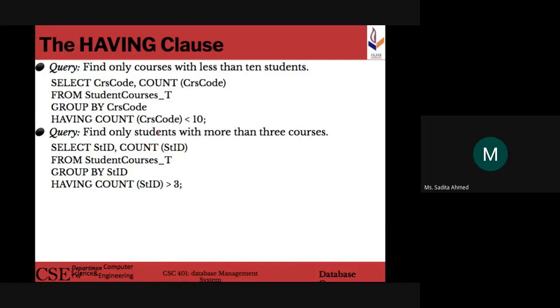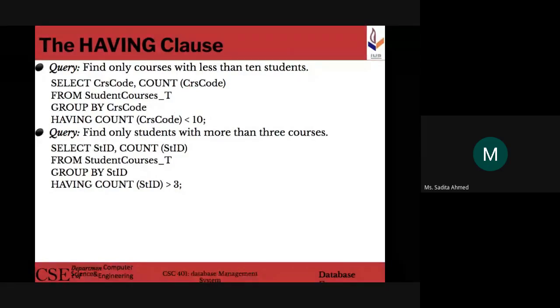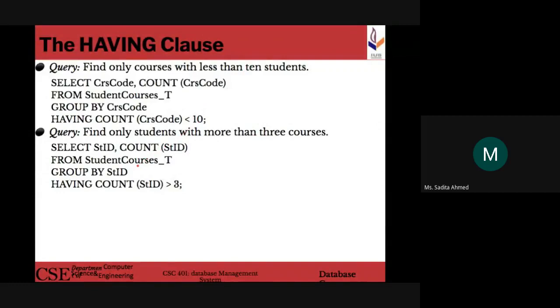In order to do that, first we need to count how many courses have been taken by each of the students. প্রত্যেকটা স্টুডেন্ট কতগুলো কোর্স করেছে সো ফার এটা কাউন্ট করতে হবে. Right? So for that, we need to group by STID. We need to group by student ID. Group by student ID করলে কি হবে?